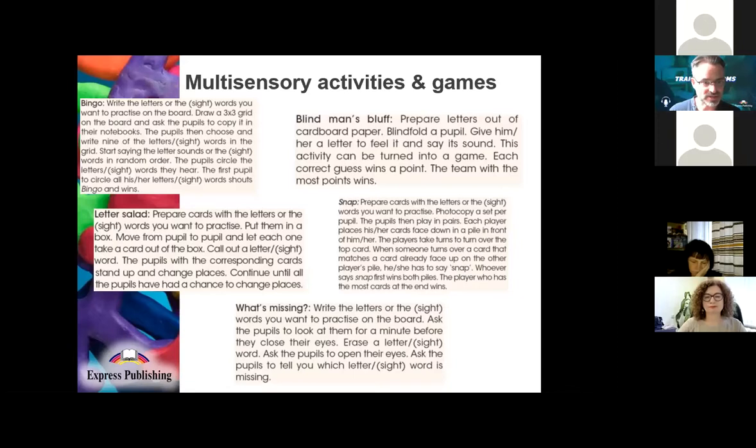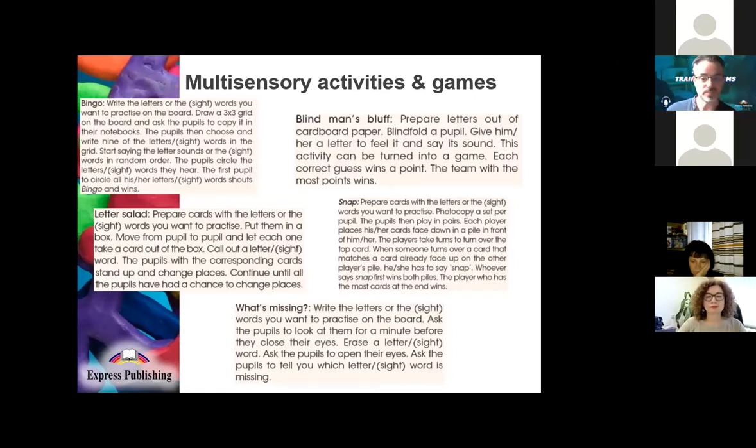Letter salad. This is basically where learners have to move around the classroom. Prepare the cards with the letters, all the sight words, put them in a box, move from pupil to pupil, and let each one take out a card from the box. So they all take a card, and then you call out either the letter or the sight word, and those who have picked it out of the box have to get up and move somewhere else. And the whole classroom has to move around. It's a bit like a kind of bingo idea, but just with one word or with one letter.